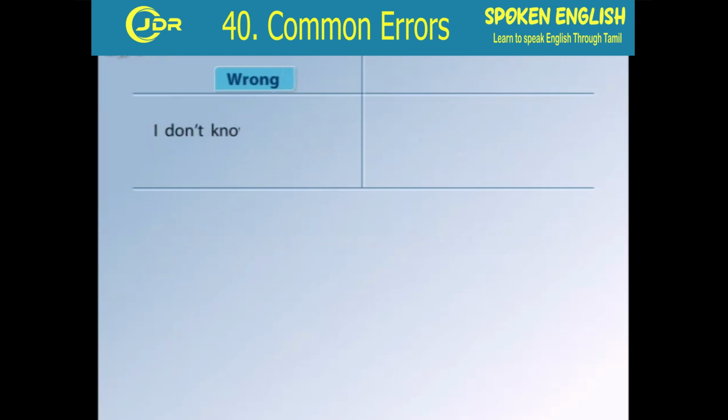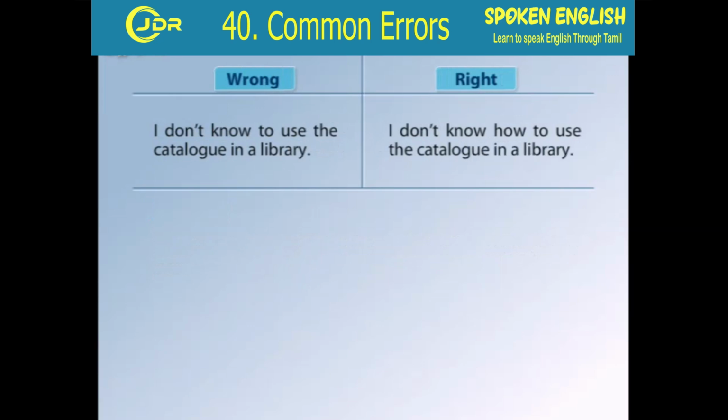Wrong: I don't know to use the catalog in a library. Right: I don't know how to use the catalog in a library. Reason: avoid using to plus verb after know.